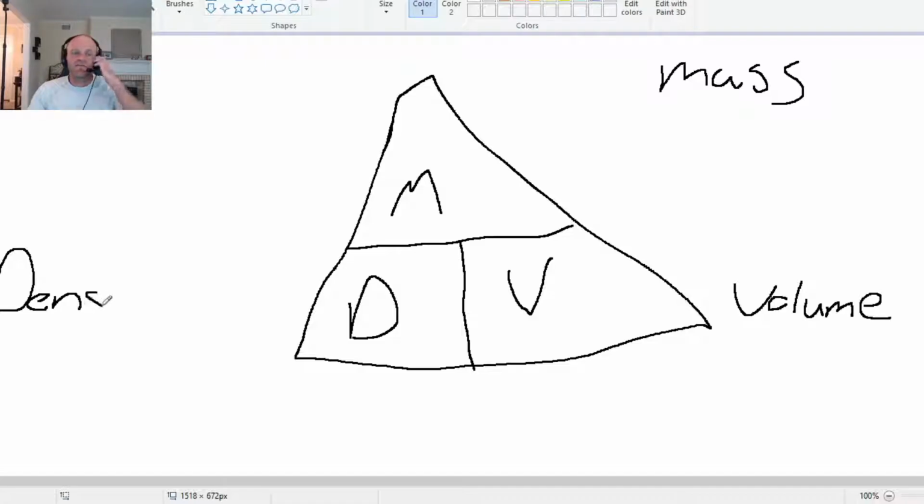Okay, so the way this works is whenever you're trying to solve for any of these three things, right, density, mass, volume, and you have two of them, okay, so say they give me the density, they give me the mass, I'm trying to solve for the volume. They give me the mass, they give me the volume, I'm trying to solve for the density. I can use this density triangle to help solve it, okay?